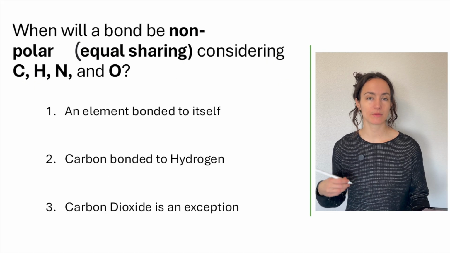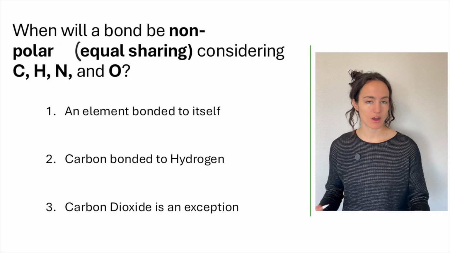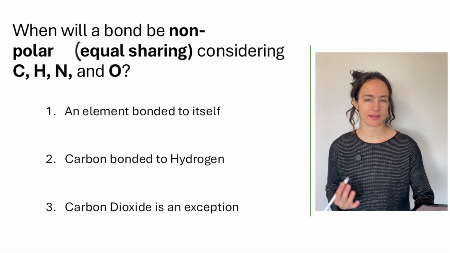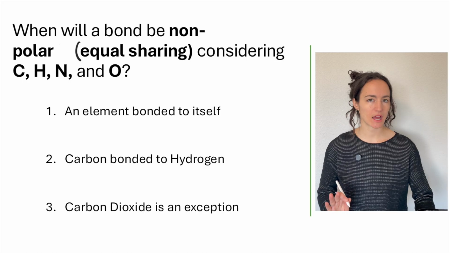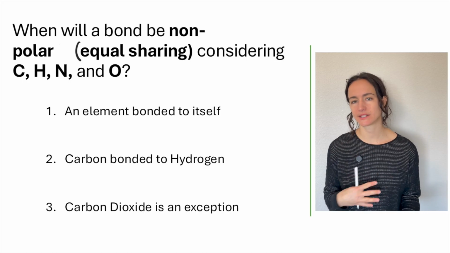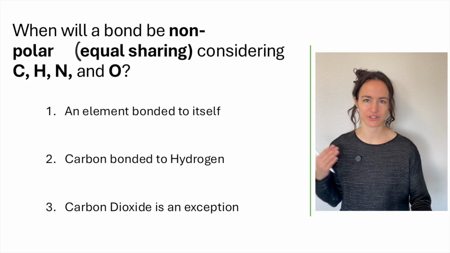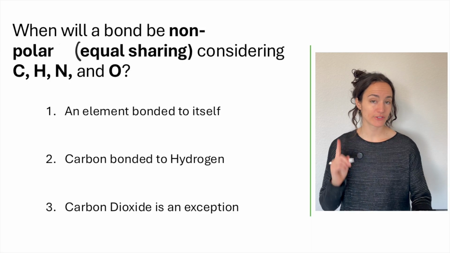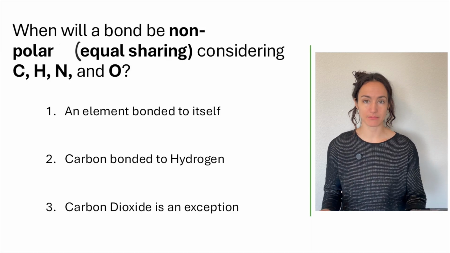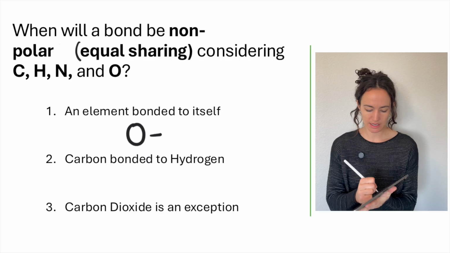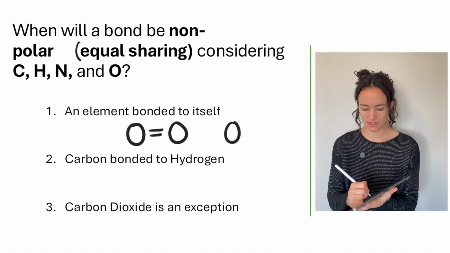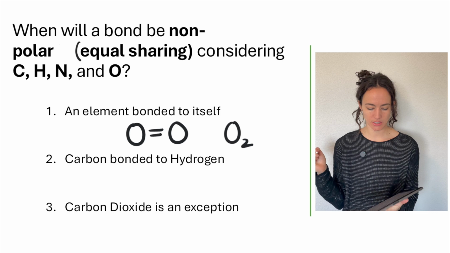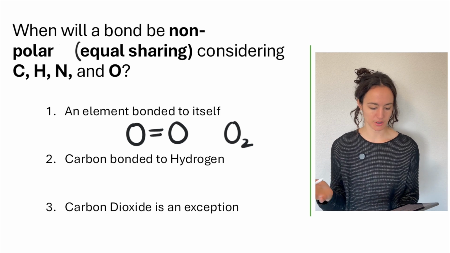So that was our polar bonds. How about non-polar covalent bonds, aka equal sharing? When is this going to happen, considering our four main elements that we focus on in biology: carbon, hydrogen, nitrogen, oxygen? So the first case is whenever we have an element bonded to itself. A great example of this was atmospheric oxygen, O2, oxygen bonded to another oxygen.